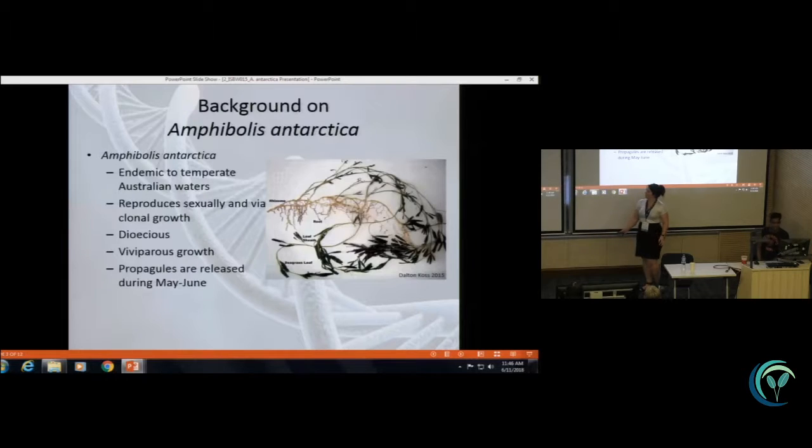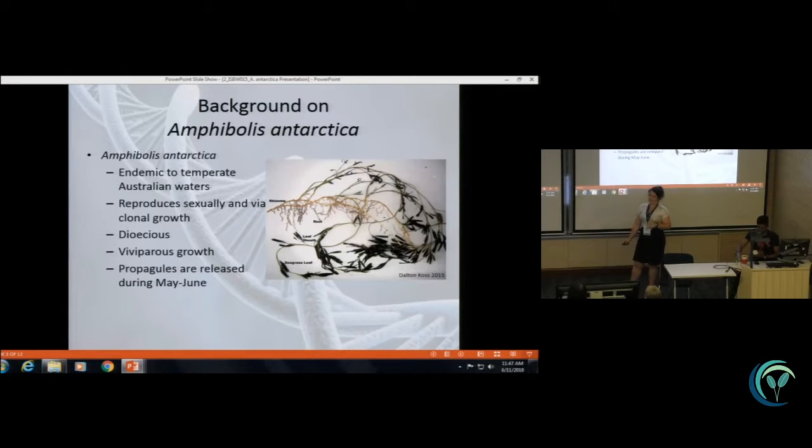So, moving on, the reason we chose to study the species Amphibolis antarctica is because it is endemic to temperate Australian waters. It ranges from the subtropical coast in Western Australia round to New South Wales along the southern coastline. It also reproduces both sexually and via colonial growth.